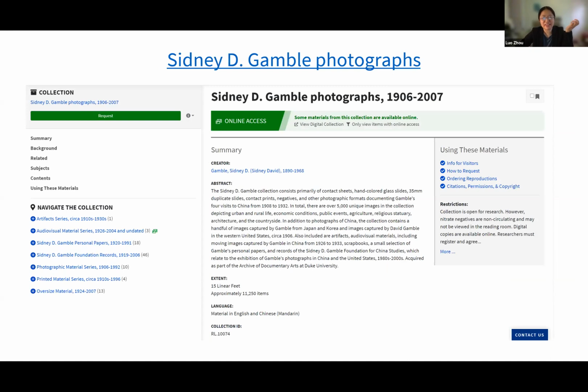The last one is from the Sydney Gamble photograph collection. This is still the largest and most complicated collection I have worked on.